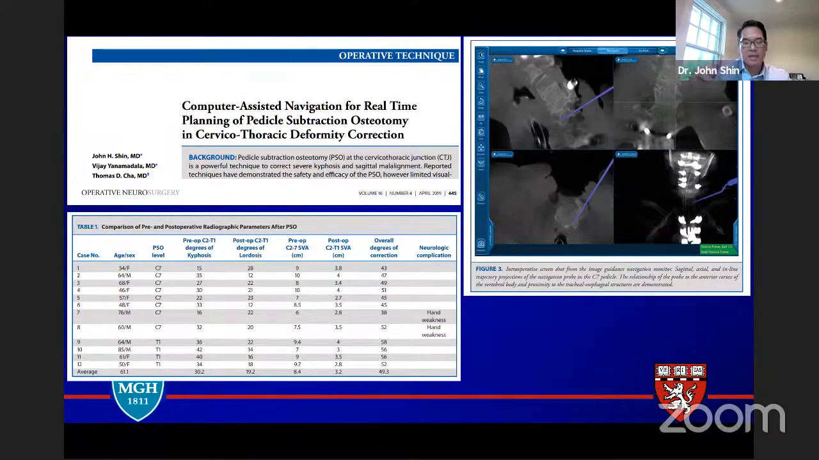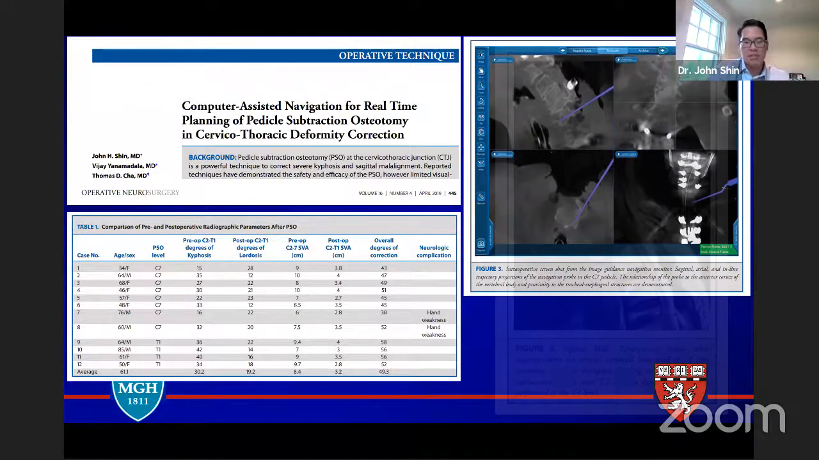I don't use navigation to necessarily put in screws, but I use it to help plan osteotomies. I do this for en bloc resections, for spinal tumors, chordomas, chondrosarcomas, revision tumor operations, and I also use this in cases of complex deformity to help plan the osteotomies and to really give me an additional, almost like artificial intelligence sense of where I am relative to these structures. And I find it very helpful, especially in the revision context.